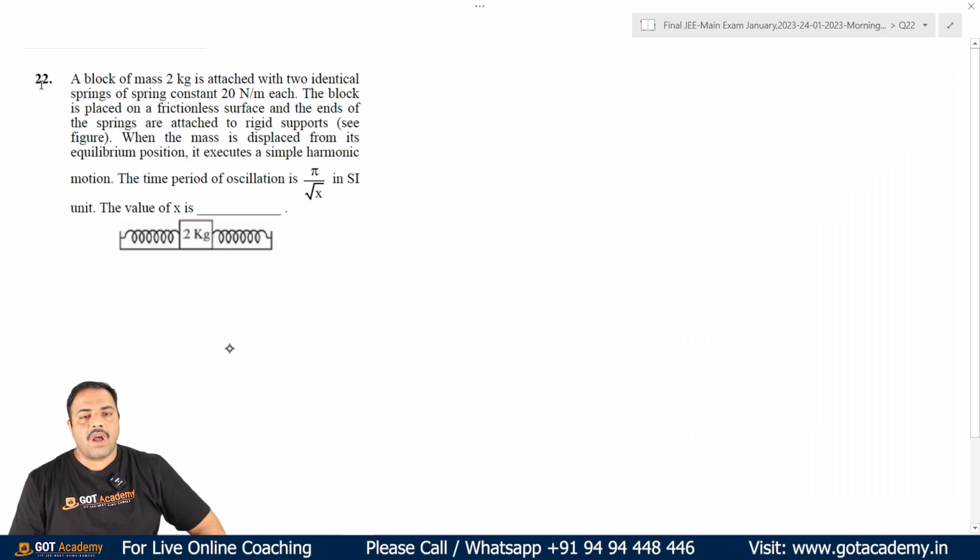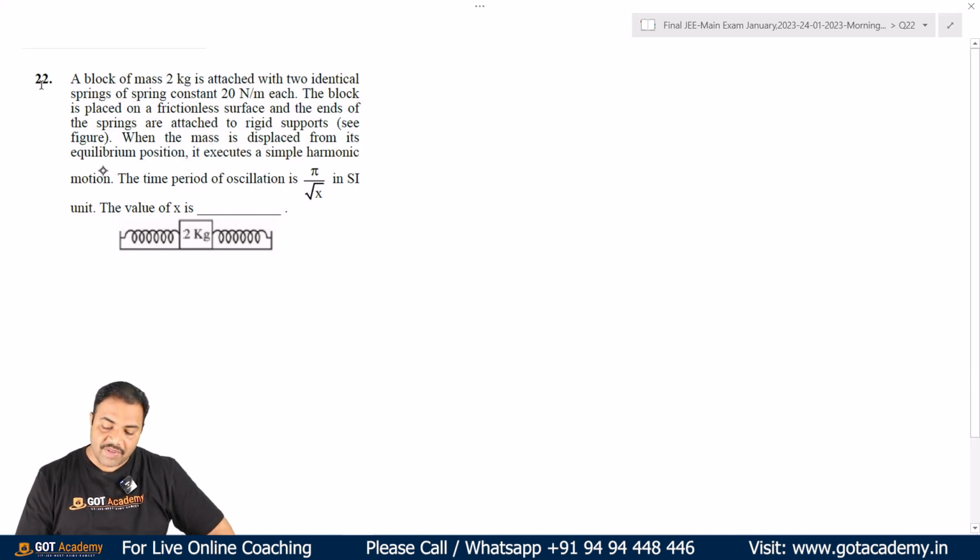So this question: a block of mass 2 kg is attached with two identical springs of spring constant. Here springs are there, so you have to recollect from the topics you have studied. Maybe this is from oscillation or work power energy. The block is placed on the frictionless surface and the ends of the springs are attached to the supports, when the mass is displaced from its equilibrium position.